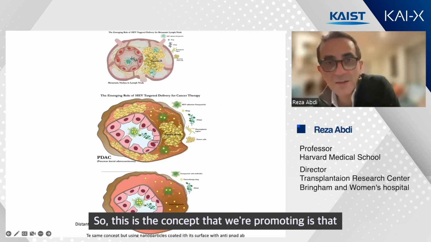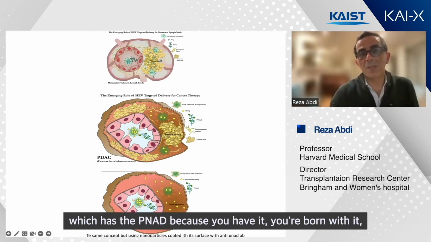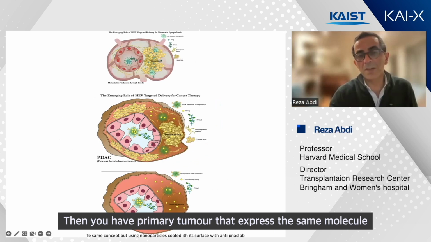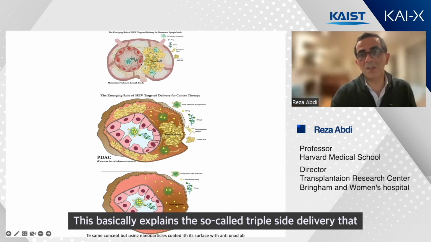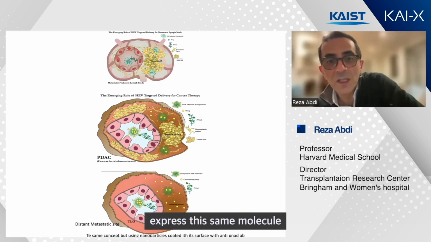So this is the concept that we are promoting: you have a particle that sticks to this primary HEV, which has the PNAd, right? Because you're born with it. And with this, you can actually hit the tumor-draining lymph node. Then you have the primary tumor that expresses the same molecule, and you have distant HEV that has the same molecules. This basically explains the so-called triple site delivery that expresses the same molecule.